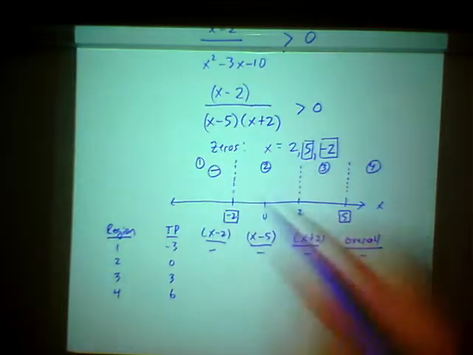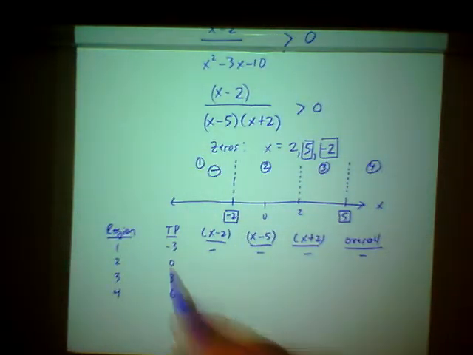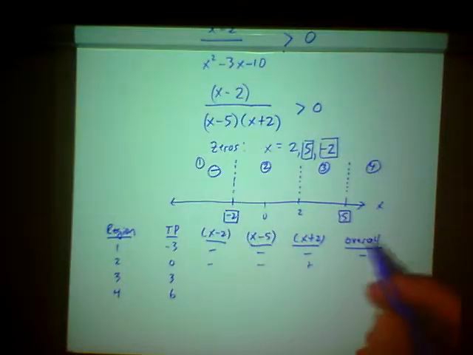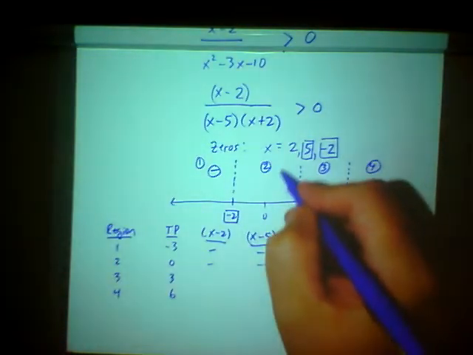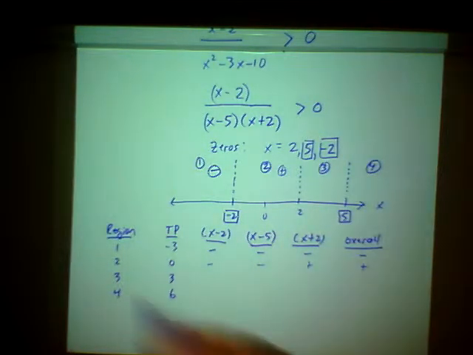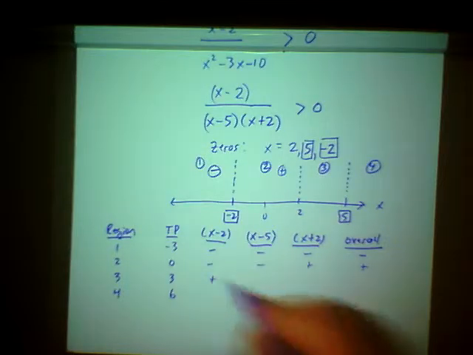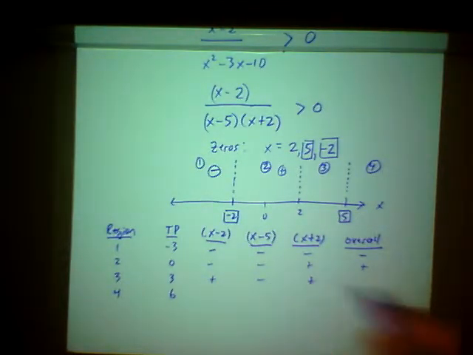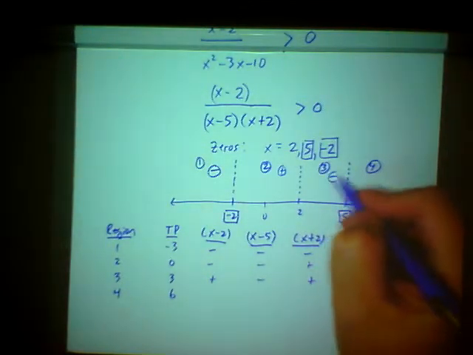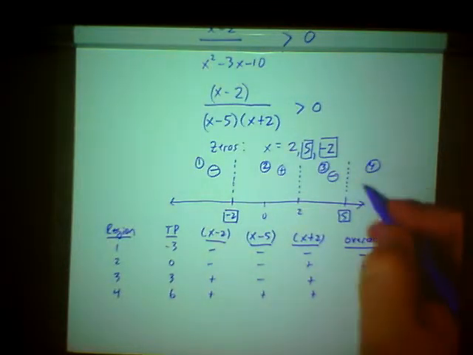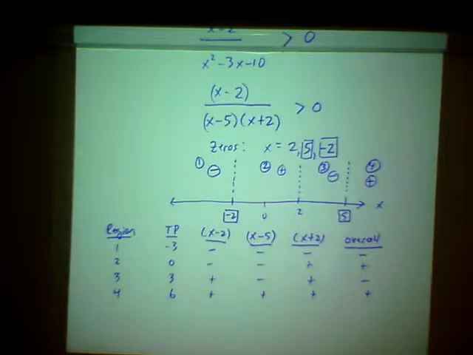Region 1 is negative. Region 2 for 0, negative, negative, positive. When you multiply these out, you get a positive. So region 2 is positive. Region 3, test point of 3, positive, negative, positive. So region 3 is negative. And then region 4, test value of 6. It's going to be positive, positive, positive.